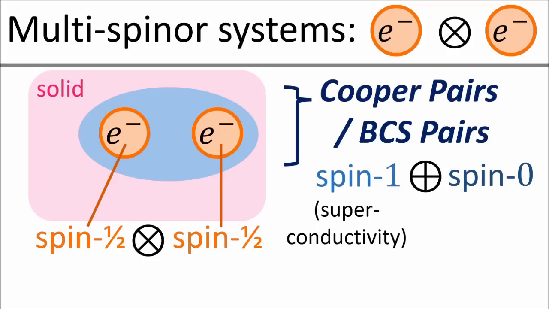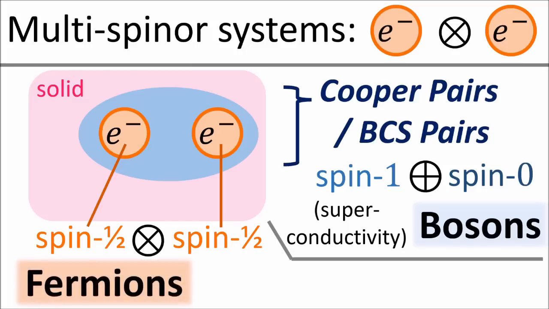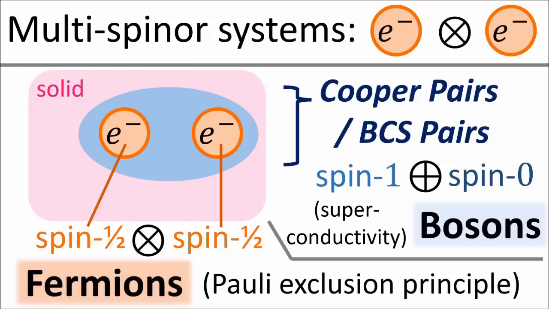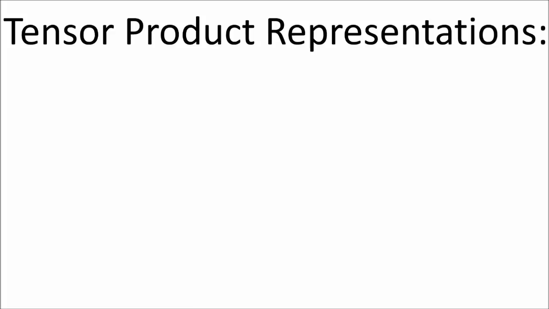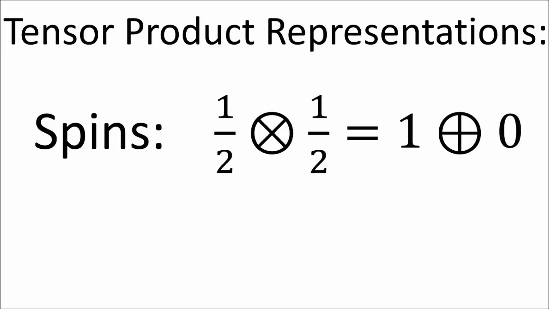This is a key fact underlying the phenomenon of superconductivity, because spin 1 and spin 0 particles are bosons, and bosons can all occupy the same state, unlike half-integer spin fermions, which must obey Pauli's exclusion principle. In the language of representation theory, we would say that the tensor product of two irreducible spin 1/2 representations becomes the direct sum of a spin 1 irrep and a spin 0 irrep.